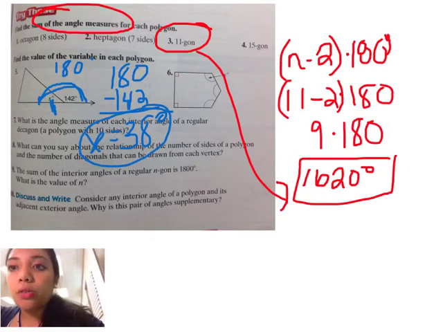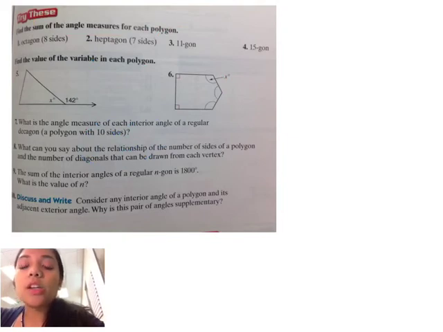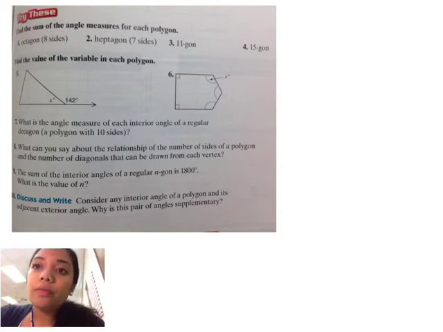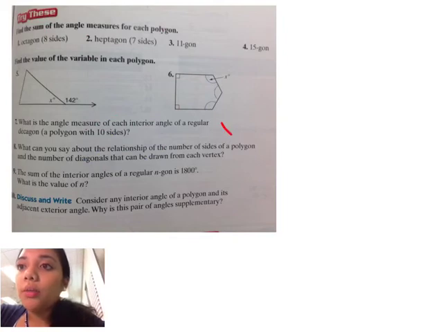Alright, so far so good. Okay, so what is the angle measure of each interior angle of a regular decagon? So this is number 7. That's the one I just read. I'm doing number 7 now, and I'm only doing a few problems with you to help you with your homework. Number 7. What is the angle measure of each interior angle of a regular decagon?